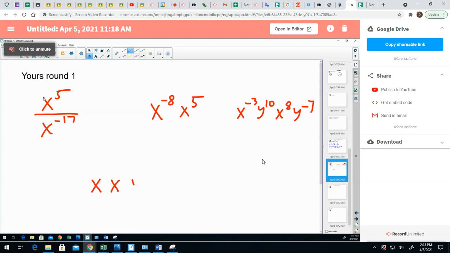And this one, which is not like one we did in the notes, but I want to see if you can get it. We have x to the 1, 2, 3.